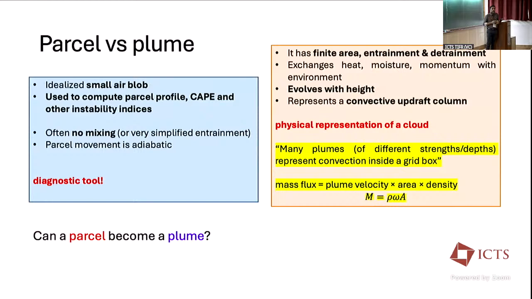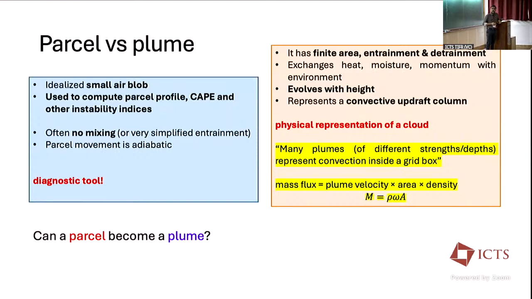On the other hand, the plume has an area first. It has temperature, moisture, and of course pressure, and it evolves with height like the parcel. It has a finite area. And the basic thing is that you are allowing the plume to mix with the environment. You are asking the plume to mix with the environment. That's how entrainment comes in.